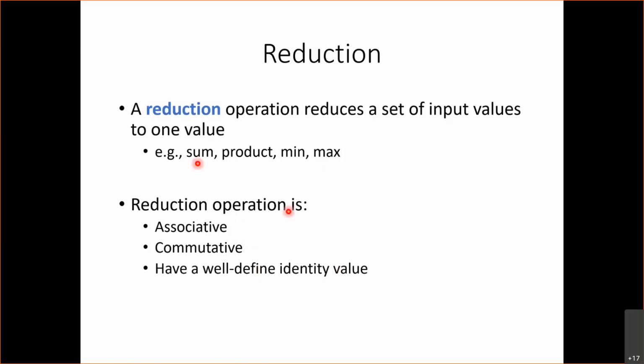So all of these, sum, product, min, max, are associative and commutative, and they all have a well-defined identity value. The identity value is basically the initial value of the accumulator, or the value that you get when there are no elements to reduce.